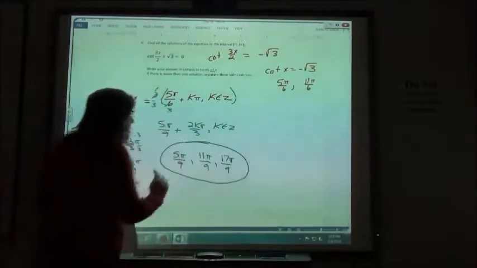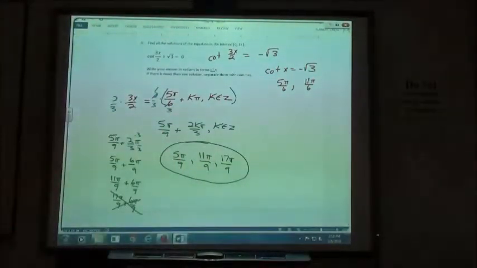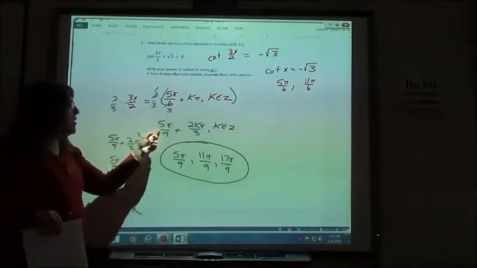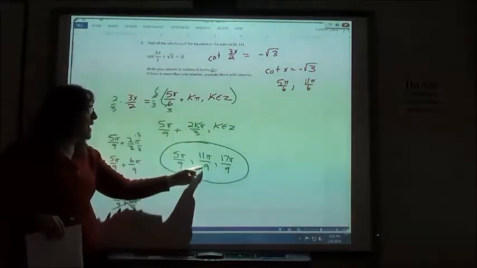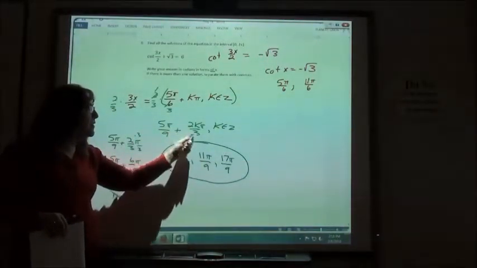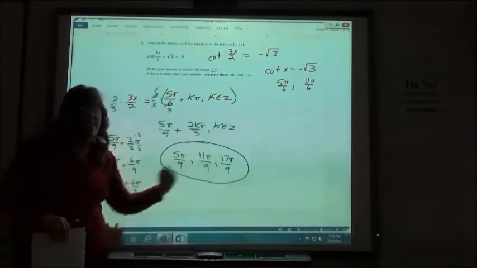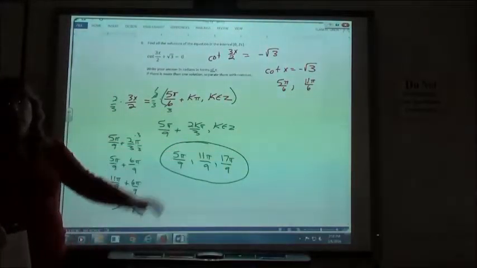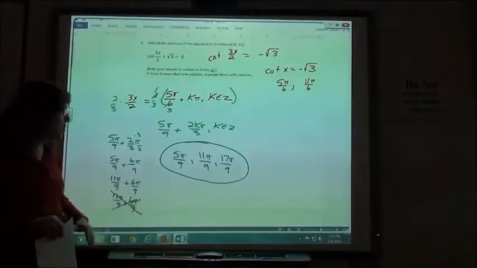So those are going to be my 3 answers that I ended up with that end up being between the 0 and the 2 pi. So I had 5 pi over 9 plus 2/3 gave me 11 pi over 9, plus another 2/3 gave me 17 pi over 9, plus another 2/3 is too big. So I was done.